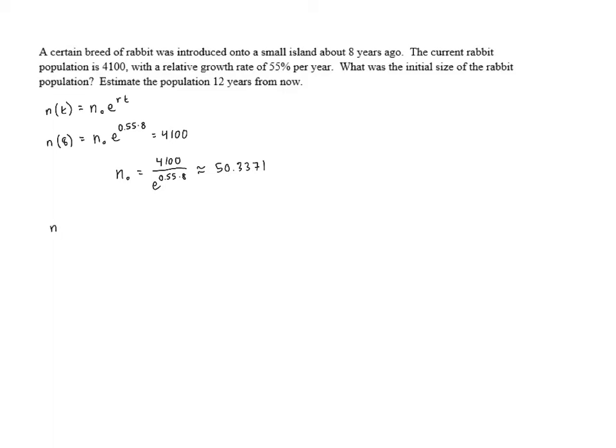So we know that the population function is going to be N of t equals 50.3371 times e to the 0.55t. And we have the initial size of the rabbit population. It was about 50 rabbits in total.